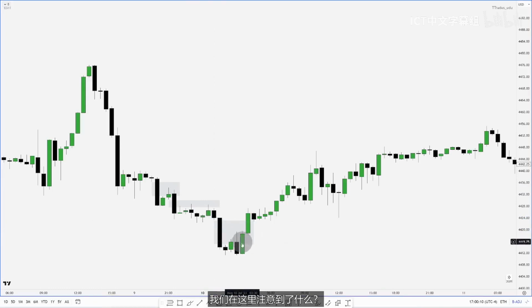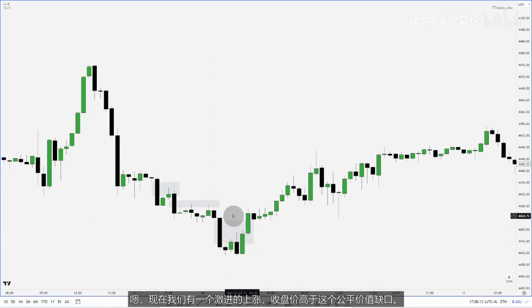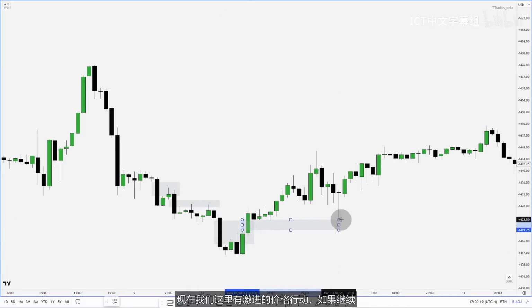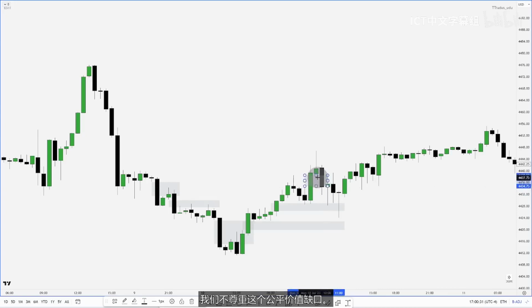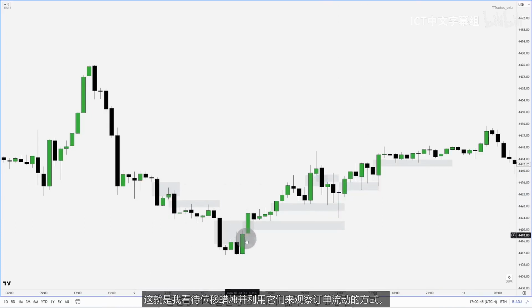But what do we notice right here? Well, now we get an aggressive move up, closing above this fair value gap. Now we have aggressive price action here. And if we continue, we have a fair value gap there, up once again right here. What do we notice? We close, we don't respect this fair value gap. Now we have an aggressive move down, back into that fair value gap, and an aggressive move up. And that is how I look at displacement candles and use them to see what the order flow is doing.